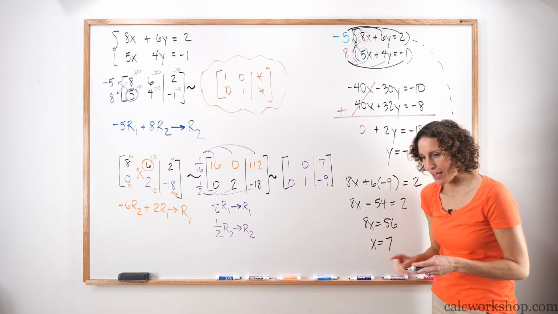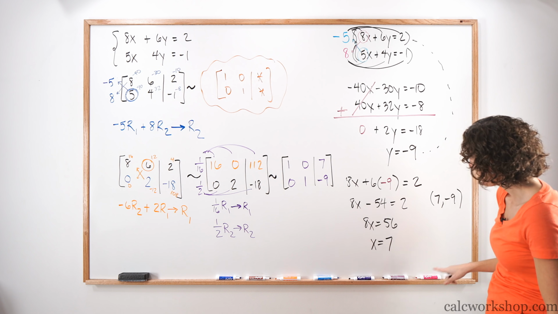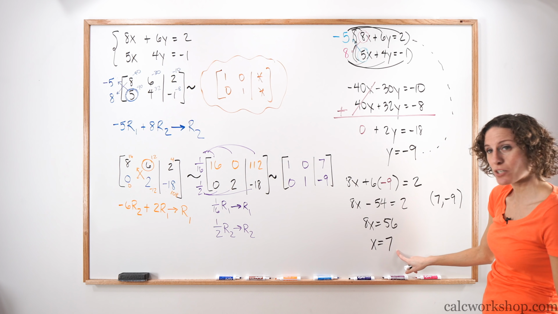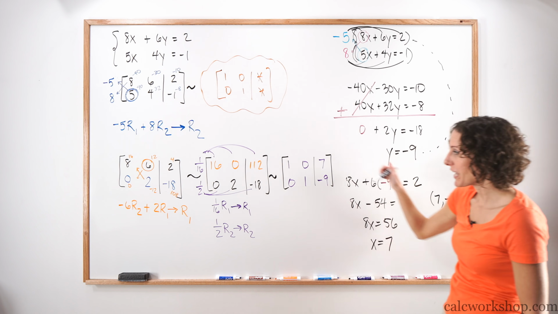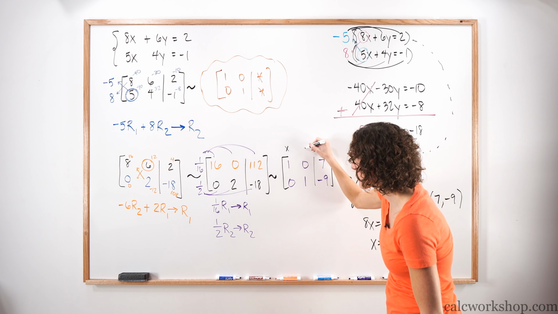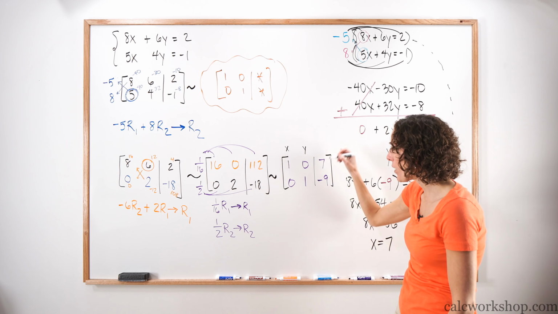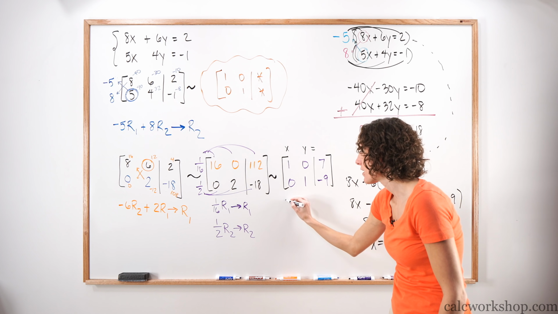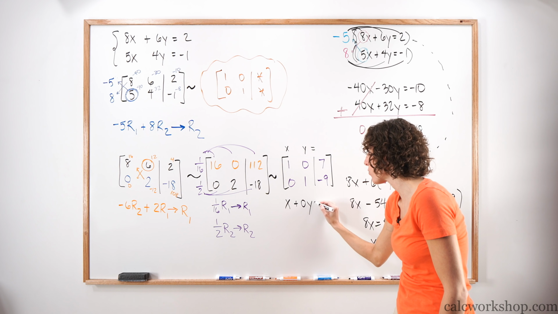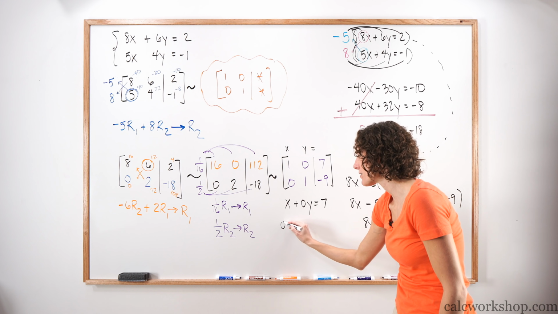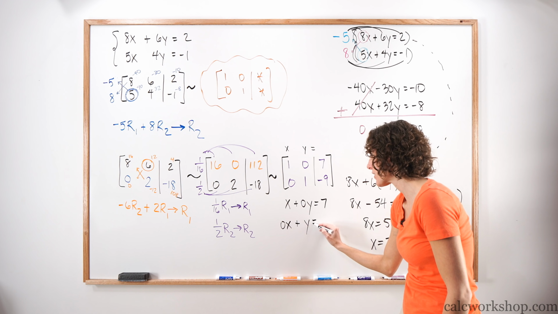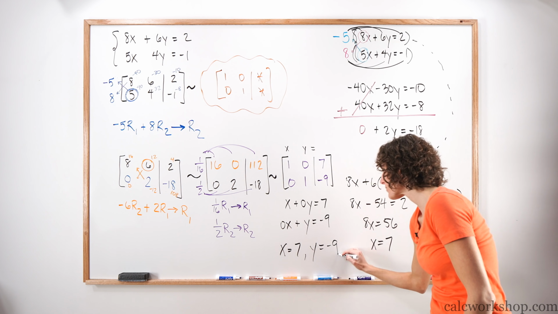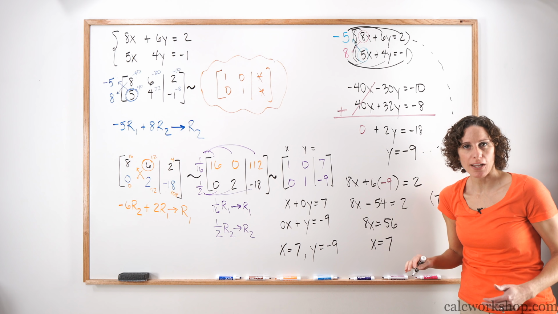Well, would you look at that? This guy looks just like that guy. It's just written a little bit differently. Notice we have x equals 7, y equals negative 9. If we remember, this is the x and y columns, and we know this is the equals, well, we're ready to go. That means x plus 0y equals 7, and 0x plus y equals negative 9. Well, x equals 7, y equals negative 9, just like we saw over there.